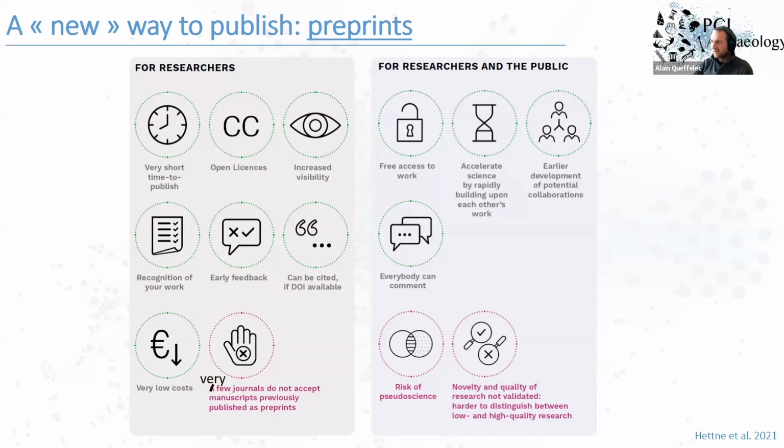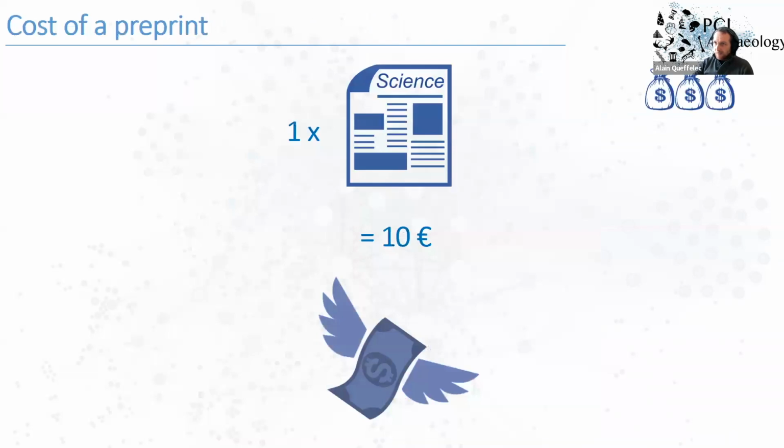And of course, for the researchers and also for the public, it's free access to the scientific work, but there is a lack of verification on most of the preprint servers. By using preprints, the costs are only something around 10 euros for each paper, because it's only a matter of putting a PDF on a web server.